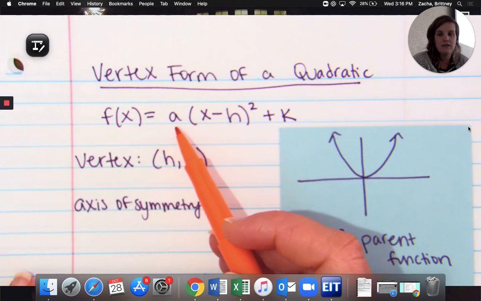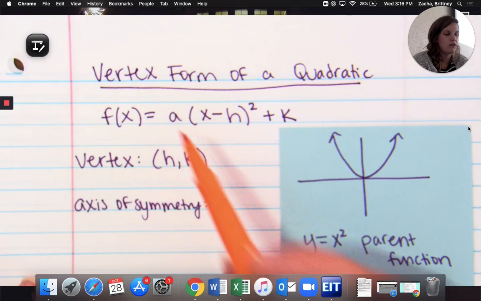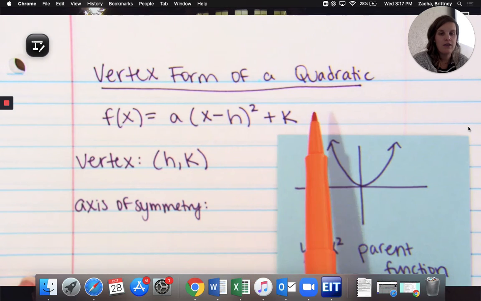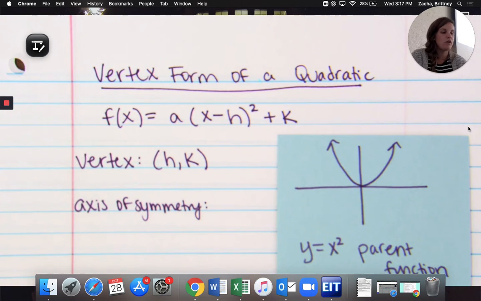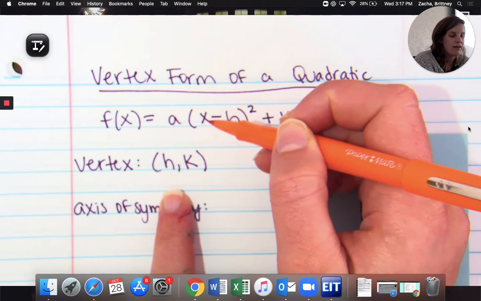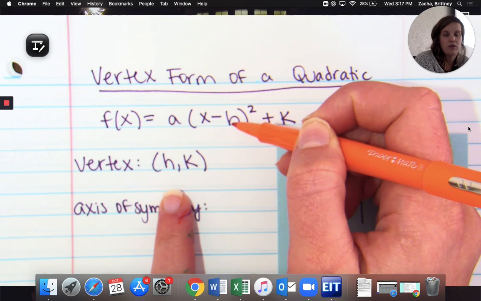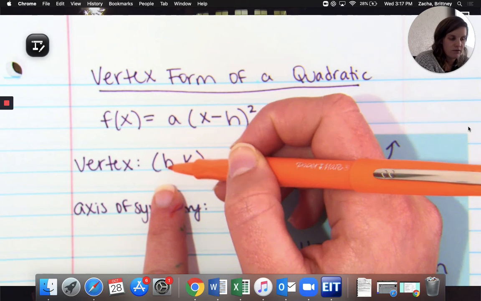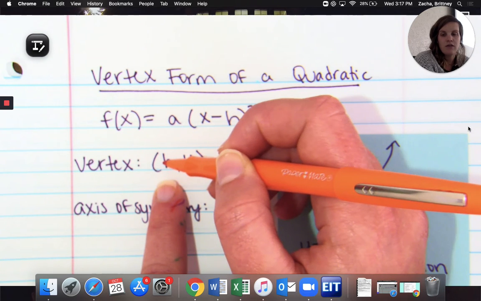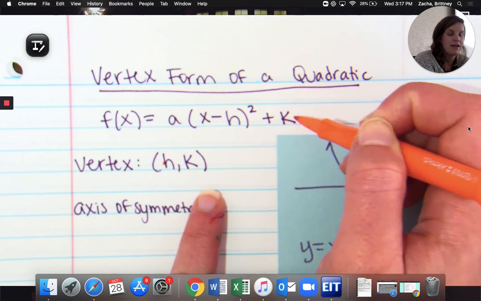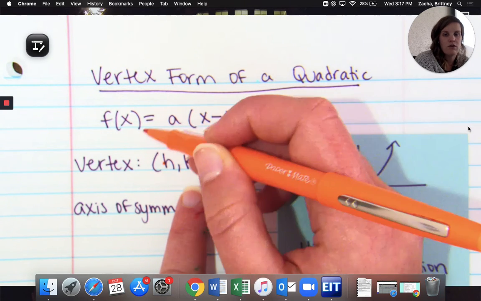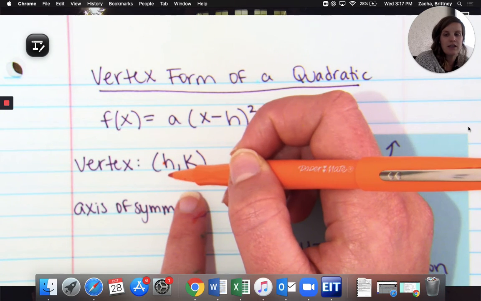So this a is going to be your vertical stretch or shrink. This h is going to be your horizontal shift, so left or right, and the k would move it up and down. So the vertex can easily be found. Remember, x's are crazy, so if you had x minus 5 here, you would know it'd go right 5, so it would be a positive 5 as the x-coordinate of your vertex. So you would flip that sign to give the x-coordinate of your vertex, and then whatever the k value is here, remember what you see is what you get, so that k value is the y-coordinate of your vertex. So you can automatically look at this and know where the vertex of your quadratic is.